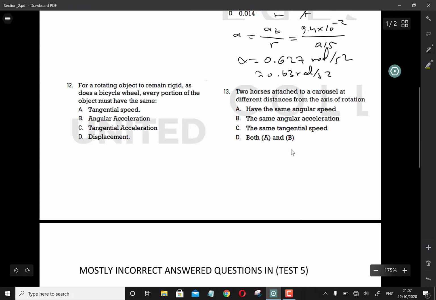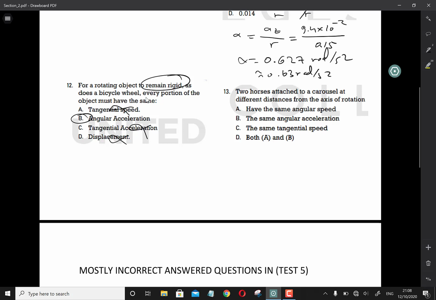The next question is question number 12. For a rotating object to remain rigid, as does a bicycle wheel, every portion of the object must have the same... Again, it's talking about rigidity. What is the condition for rigidity? Every point on this rigid object must move with the same angular speed, same angular acceleration, same angular displacement. Tangential speed, no, tangential speeds could be different depending on the distance to the axis of rotation. Tangential acceleration can be different. Displacement, but this is talking about linear displacement, can be different. But angular acceleration must be the same for every portion of this object because this object is rigid.